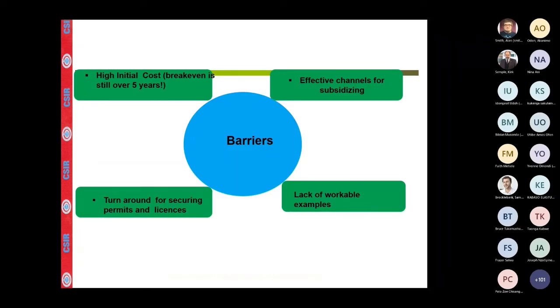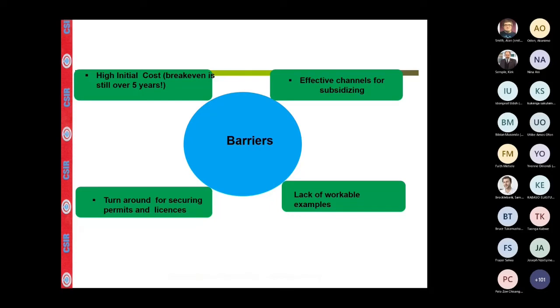Now, apart from the challenges, there are barriers that you have to cross before it can be successful. The first one is the high initial cost of the plant. So in fact, you need about over 5 years before you can break even when you are going through that venture. Then you can see turnaround for securing permits and licenses is very problematic. It takes a long time for you to get your permit to operate. And we don't even have any means of subsidizing the activities. So you need to go and look for money and operate your business. So it's quite a challenge.